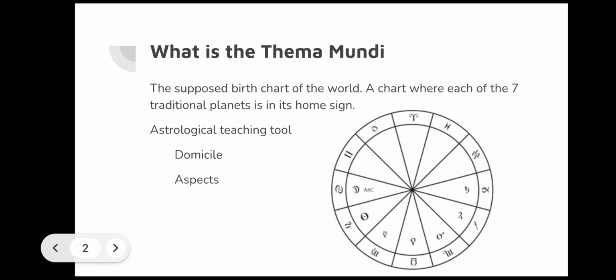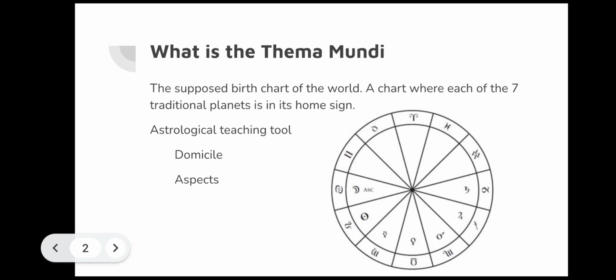But basically, it's a chart where each of the 7 traditional planets are in their home sign with the ascendant in Cancer. It's a really good teaching tool, even if it's not a real birth chart that was actually cast. We can still use it to learn a lot, and it's a good memorization tool, I feel like.